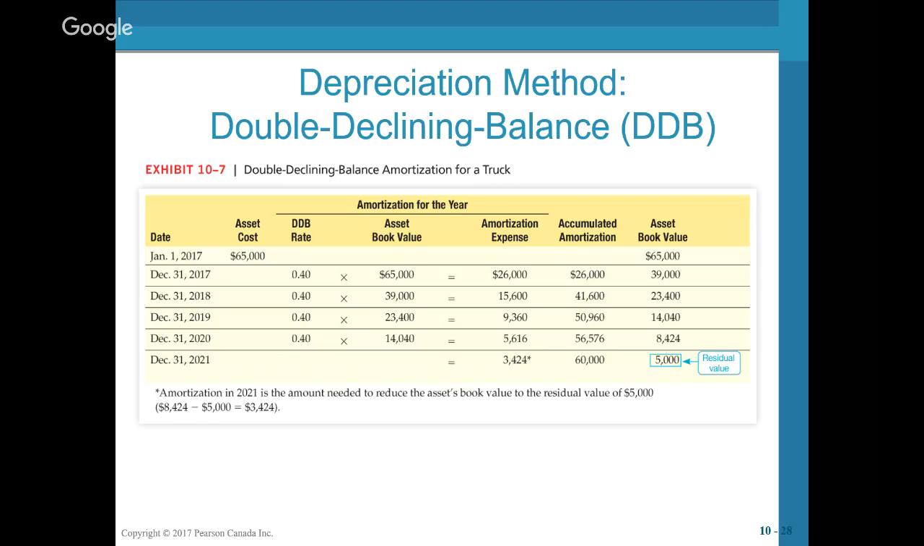In the next year, we take the $23,400 and again multiply that by 40%, and we keep doing this for the next few years until we get to the last year. And in this case, the amortization or the depreciation is the amount needed to reduce the book value to the residual value of 5,000. So it doesn't really matter what the depreciation expense would have been. We're plugging it to be 3,424 because that's what's needed to go from 56,576 in accumulated depreciation last year to 60,000 this year.